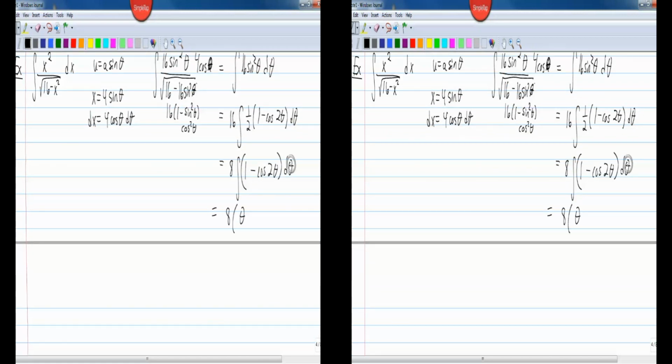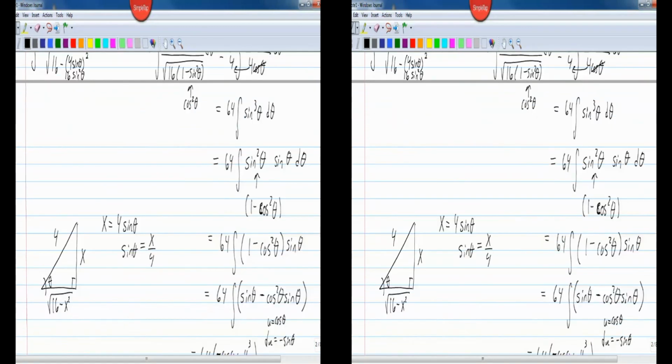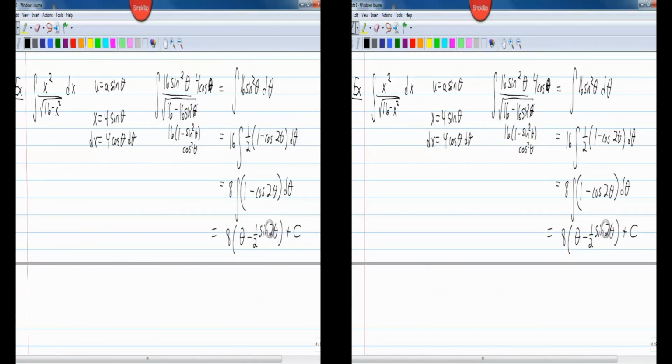And what is the integral of 1? That's going to be theta, because this is d theta. What's the integral of negative cosine 2 theta? That's going to be negative 1/2 sine 2 theta plus c. Now, this is different from either of these two problems that I've worked before. I haven't just got a theta by itself. And I have sine of 2 theta here.